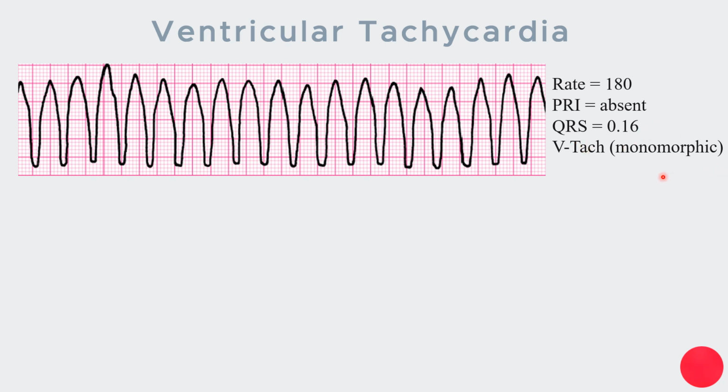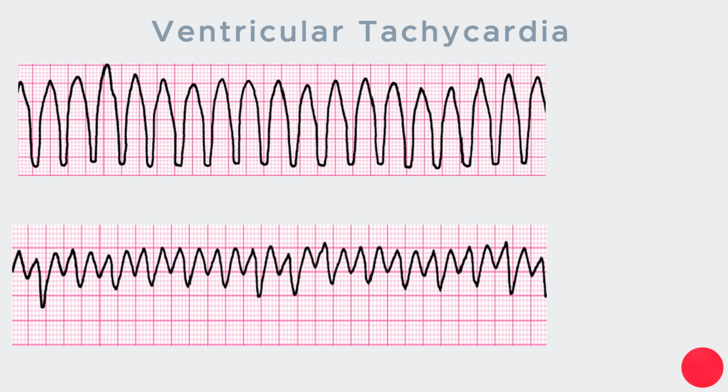If you wanted to further quantify this particular strip, you would call this ventricular tachycardia or VTach, but you could call it monomorphic. Mono meaning one, morphic, morphology, or how it looks. So everything is looking the same. All of the QRS complexes are uniform.